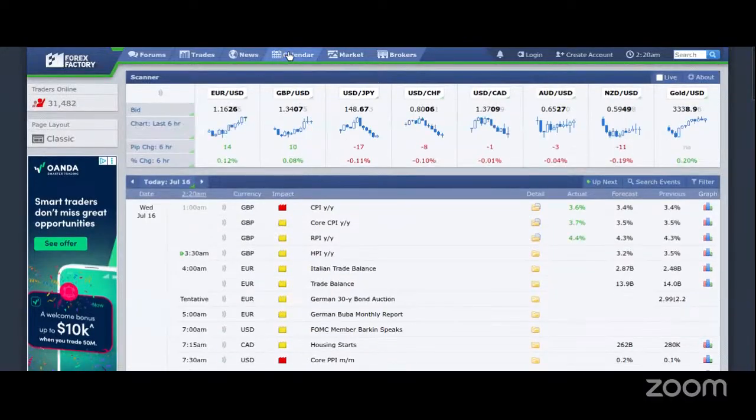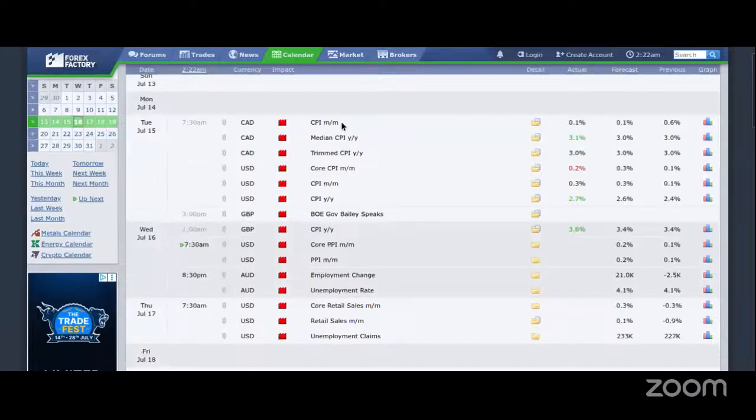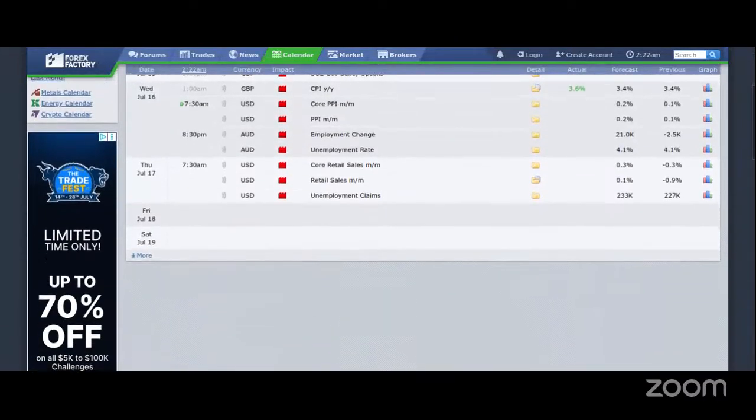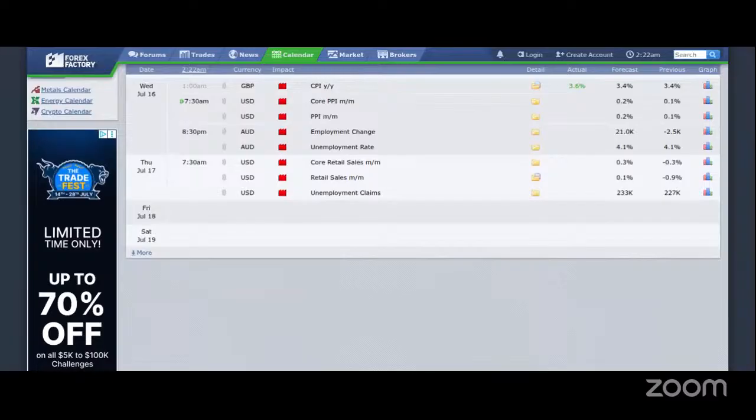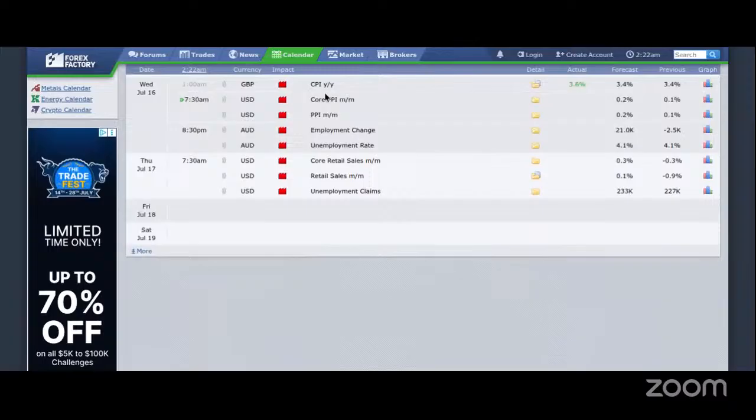And then for major news, oh, there's a nice little chunk. So about an hour and 20 minutes ago, we had the release of Consumer Price Index year over year for the Great British Pound. So we should see some action or movement tonight on the Great British Pound pairs. At the opening bell of the New York Stock Exchange at 7:30 a.m., we had the release of Core Producers Price Index month over month, and then Producers Price Index month over month.